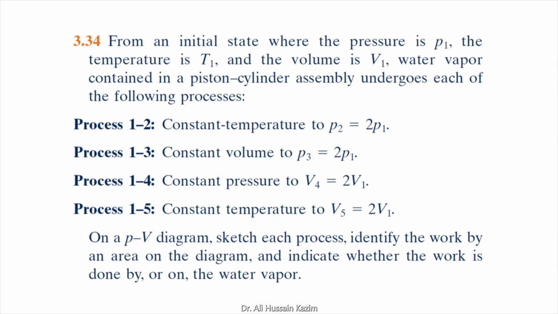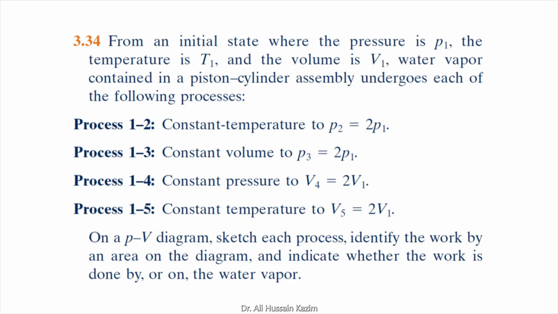So from an initial state where pressure is P1 and temperature is T1, the volume is V1. Water vapor contained in the piston cylinder assembly undergoes each of the following processes. Process 1, increase in pressure at constant temperature, P2 equals 2P1. Then a constant volume process, then again a constant pressure process. On a PV diagram, sketch each process.